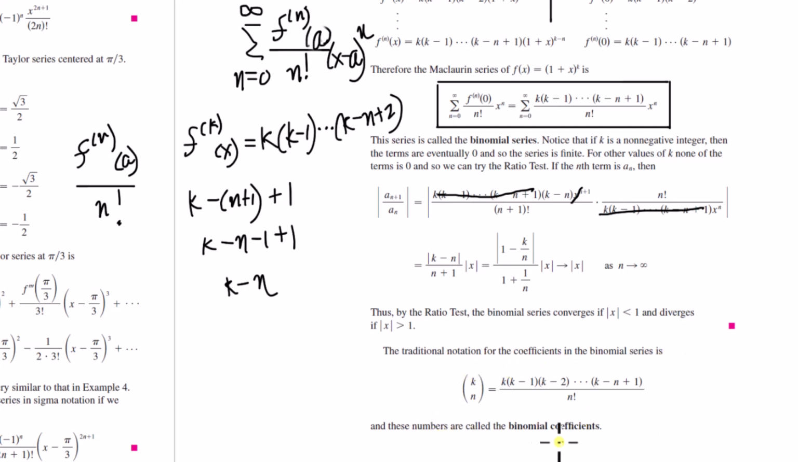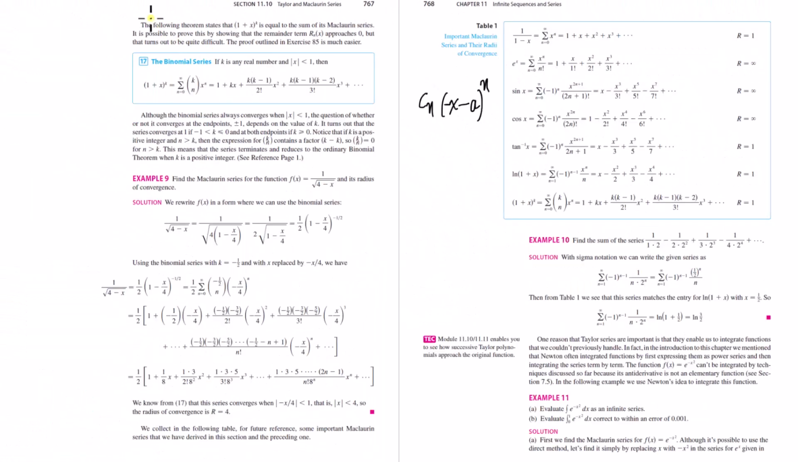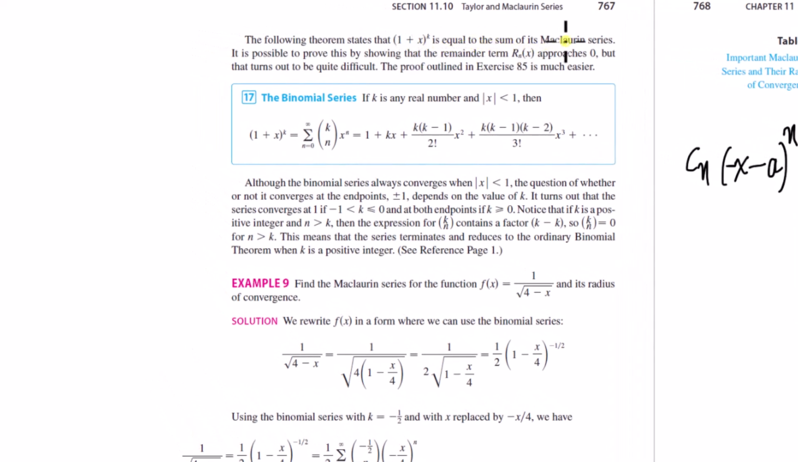coefficients of the binomial series is k choose n, and this comes from the binomial theorem. Really interesting. These are the binomial coefficients. Okay. The following theorem states that 1 plus x to the k is equal to the sum of its Maclaurin series. Yeah, so we found the Maclaurin series of 1 plus x to the k, but what about proving that 1 plus x to the k is equal to its Maclaurin series? It says it is possible to prove that they're equal by showing that the remainder approaches 0, but that turns out to be quite difficult. The proof outlined in exercise 85 is much easier. Okay, but you can go ahead and say they are equal.